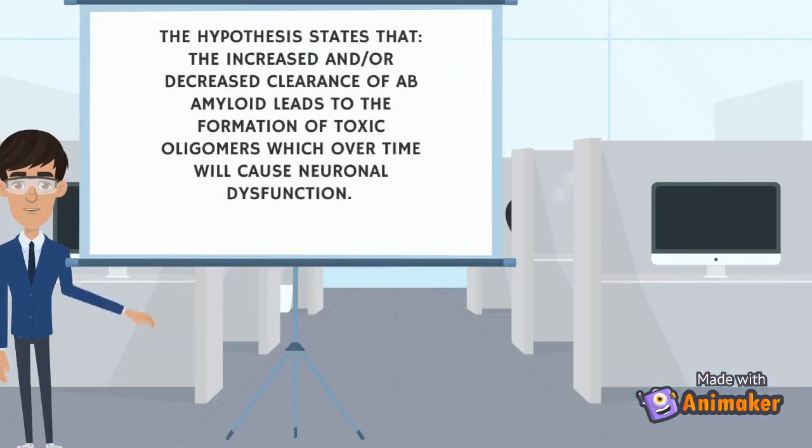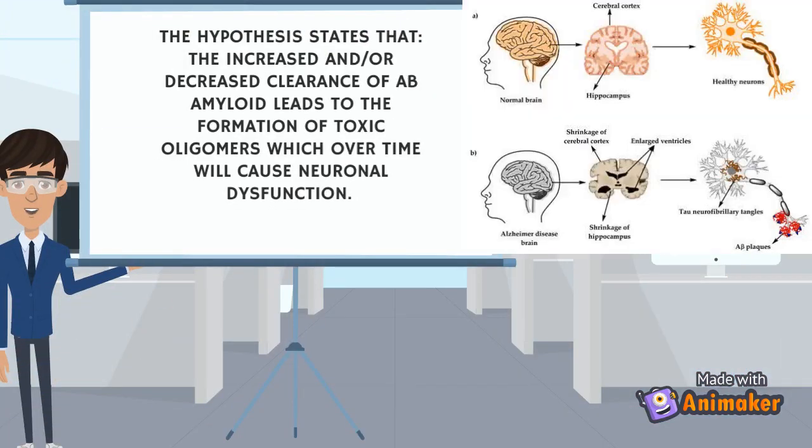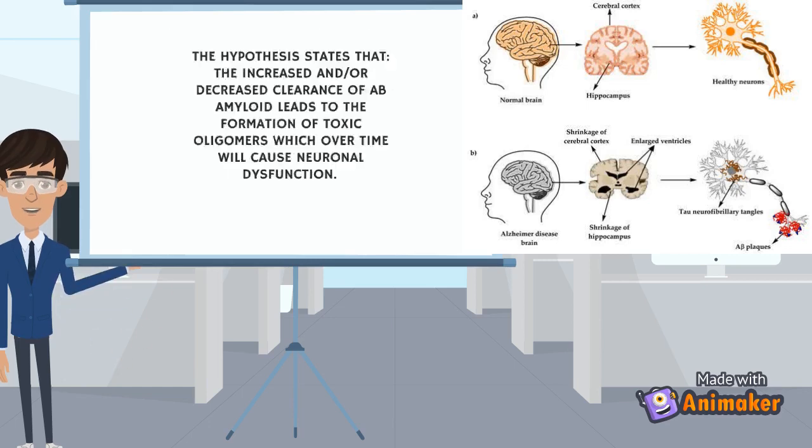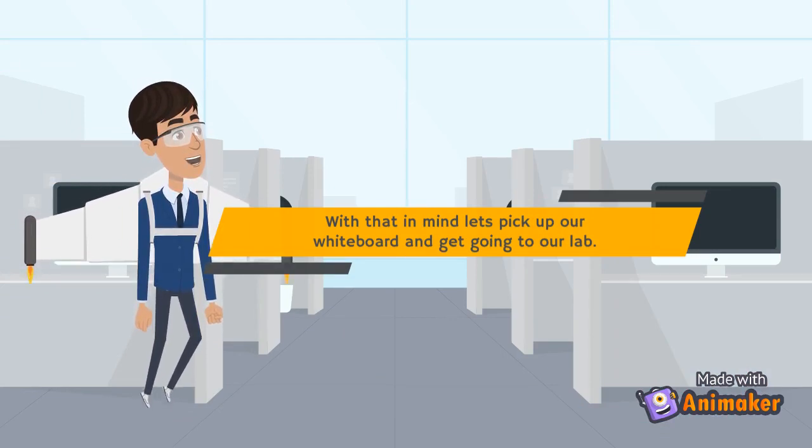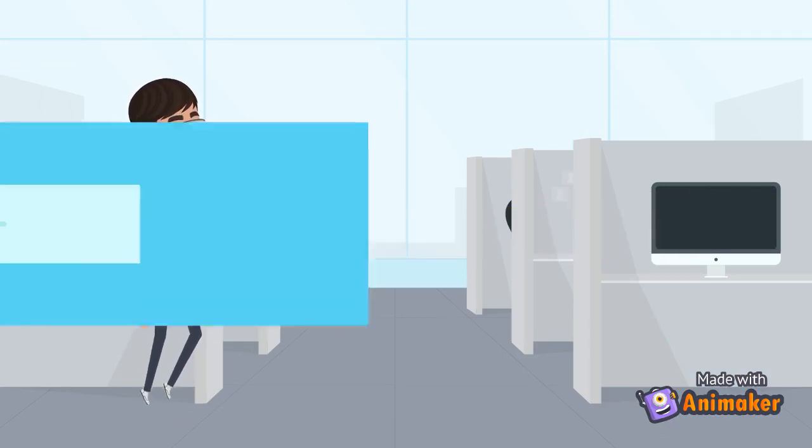And before we get to the lab to further explore this topic, I want to define what the A beta amyloid cascade hypothesis states, and it states that the decreased clearance or increased clearance of A beta amyloid will lead to the formation of these toxic polymers, and then the accumulation of those will eventually cause neuronal dysfunction. With that information in mind, let's get going. Let's pack up our whiteboard and get to our lab.